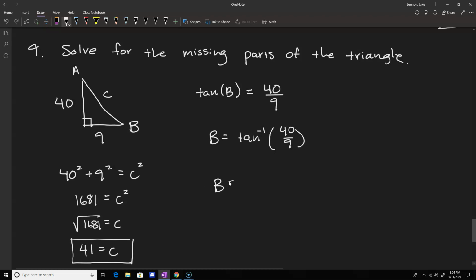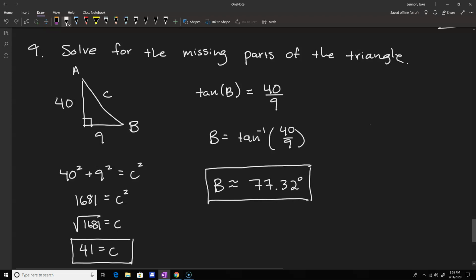Again, you need to make sure that you are in degree mode unless you want to be using radians for some reason. Typically for these, I'm just going to be asking you in degree mode. As you move into calculus, you're going to be using radians more and more. But for this one, let's just use degree mode. So the inverse tangent of 40 divided by 9, and we get about 77.32, rounding to 2 decimal places. So 77.32 degrees is the value of angle B.